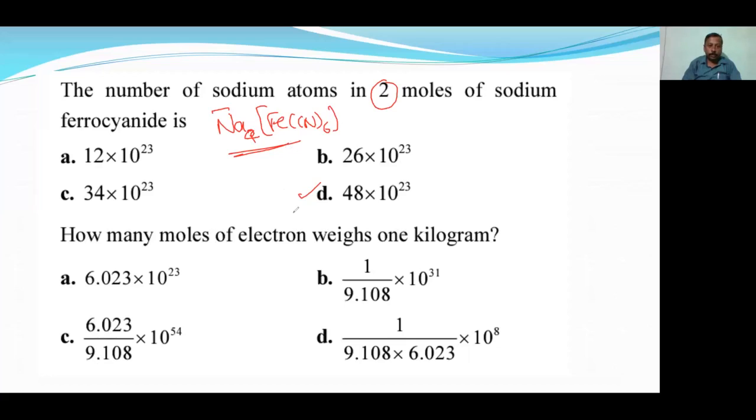Next, how many moles of electrons in 1 kilogram? So 9.1 into 10 to the power of minus 31 kg is equal to 1 electron. Then for 1 kg you have to find out. So then again here also you will get option D.